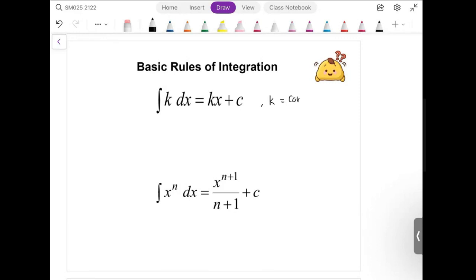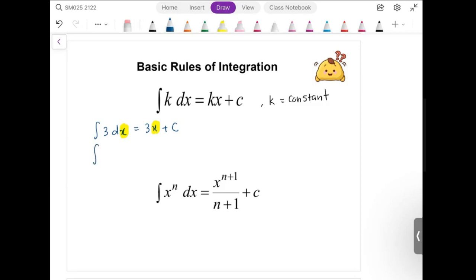Apa maksud constant? Apa-apa nombor yang boleh lah. For example, let's say I want to integrate 3 with respect to x. So 3 dx. Then our answer would be 3x plus c. The dx kat belakang tu represents the variable that we want to integrate. So if we have dx, then our answer would be 3x.